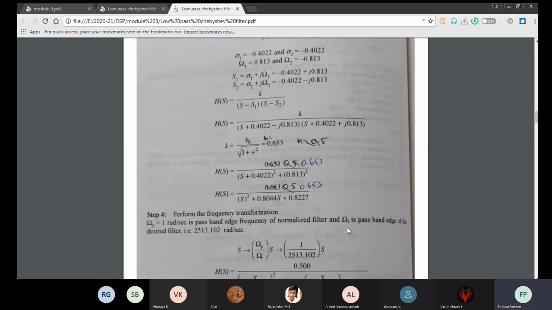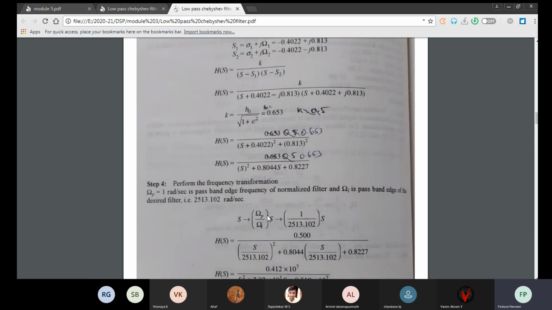So after this h of s is equal to 0.653 divided by s square plus 0.8044 s plus 0.8227. So next perform the frequency transformation. That is omega p will be taking 1 radians per second. Omega L is nothing but your omega p what you have got at the starting. Okay. So that is 2513. So yes, replace that with omega p by omega L into S, since it is low pass. Okay. So this formula you will be using.